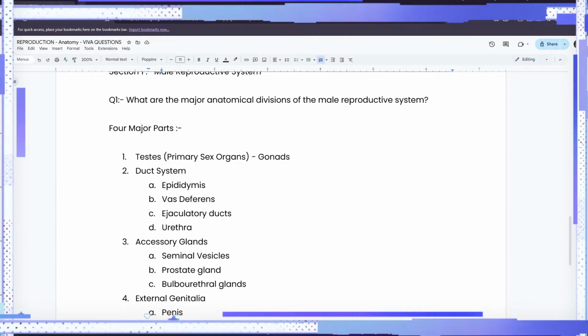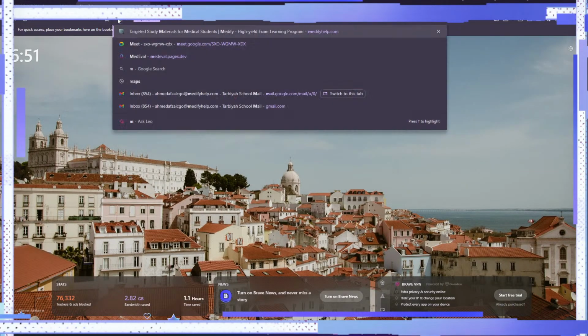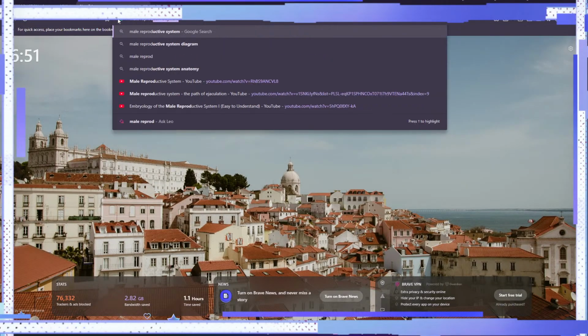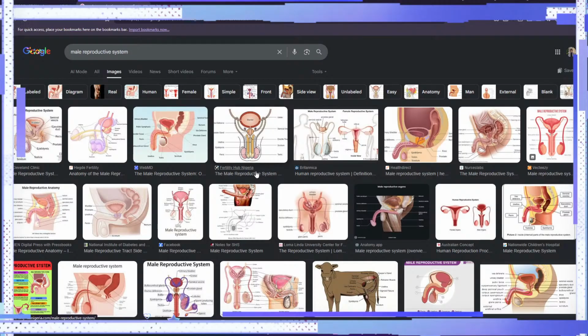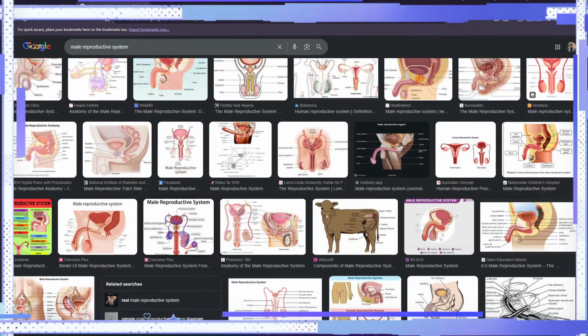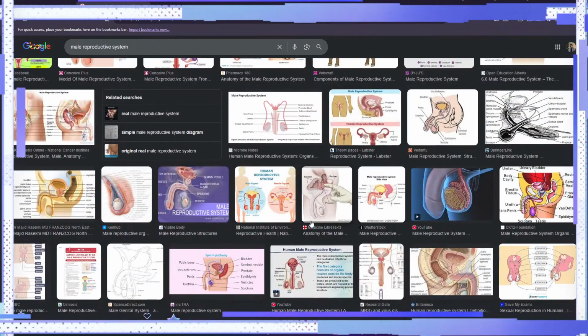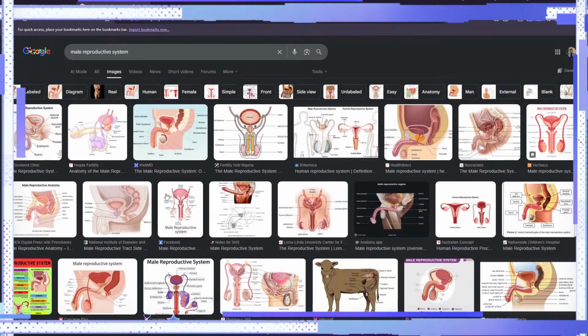So I think it's good to add an image. So let's look up the male reproductive system. I wonder if there will be any problems for showing all of this on YouTube. Okay, that's interesting. I did not look up the cow's reproductive system, and I did not look up this as well. Okay, fair enough.